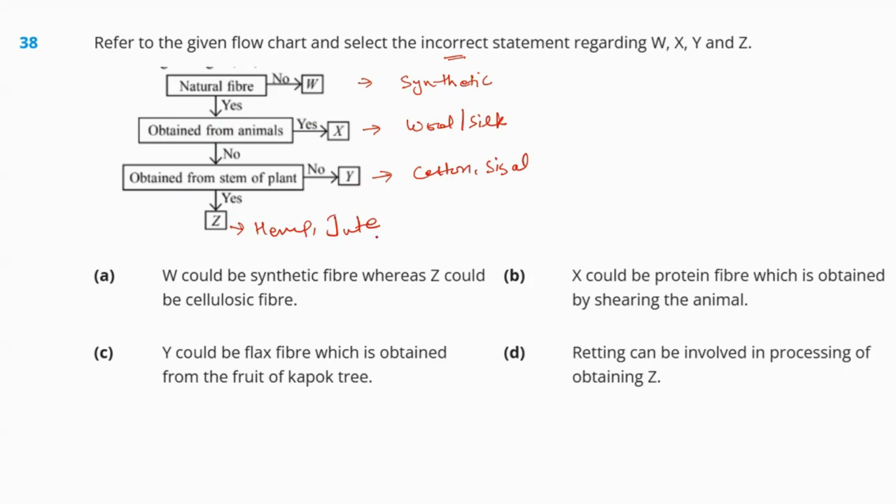We need to find the incorrect segment. W could be synthetic fiber, whereas Z could be a cellulose fiber, correct? Because plant parts are the cellulosic one. X could be protein fiber, which is obtained by shearing in animal, yes. Y could be a flax fiber, which is obtained from the fruit of the kapok plant. Fruit from the kapok tree, no. Retting can be involved in the processing of obtaining Z, yes. So our answer would be option number C here.